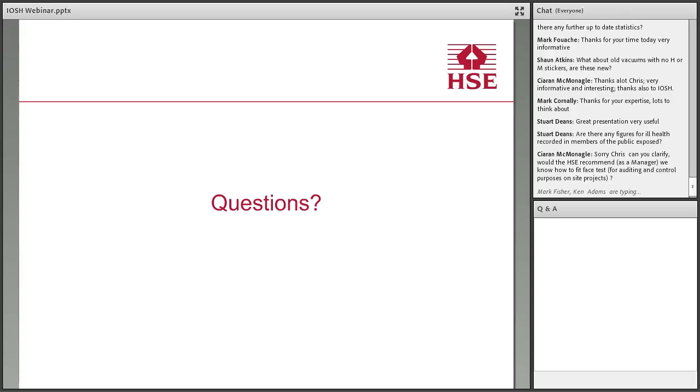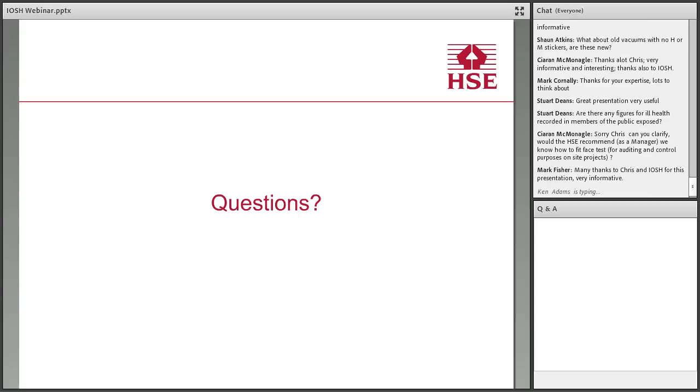There's a question about, could I clarify whether the HSE recommends that as a manager we know how to face fit test for auditing and control purposes on site projects? Not necessarily. I've been face fit tested, I've seen some of the instructions, but I wouldn't do it myself. But I would still say that I'm competent enough to know when it's being done well and when it's being done wrong. But I think there's a difference to following the test, because there's very specific steps and very key elements to missing it out and knowing what's involved.